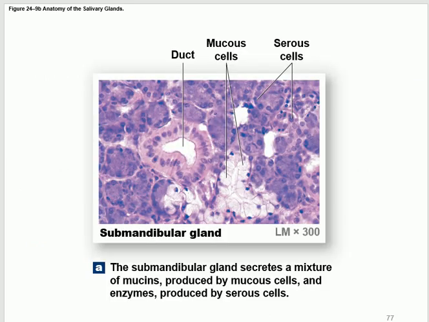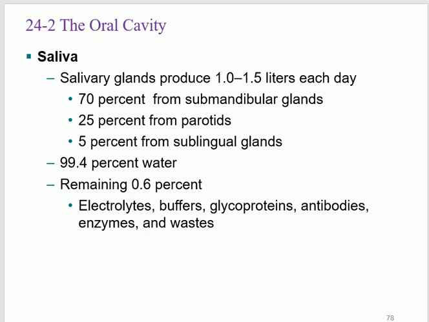Okay? Saliva is mainly water. The submandibular gland, the one that's here, is the main participant. It's the main one that makes the saliva, followed by the parotid. Even though the parotid is big in size, it's number two. The sublingual gland, the one under the tongue, is only 5%.